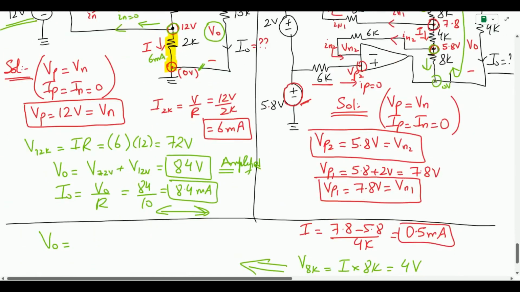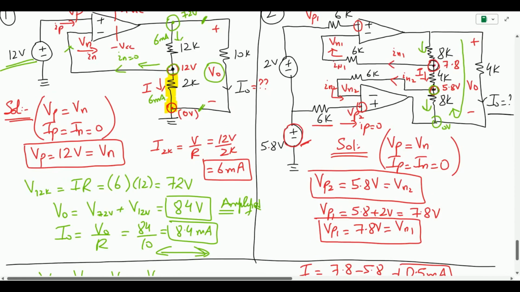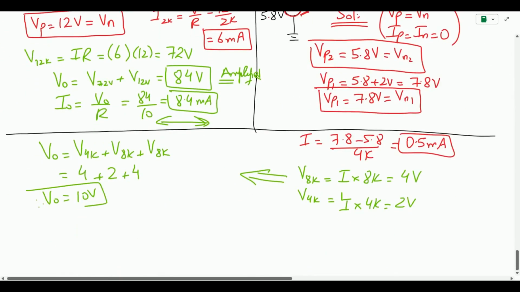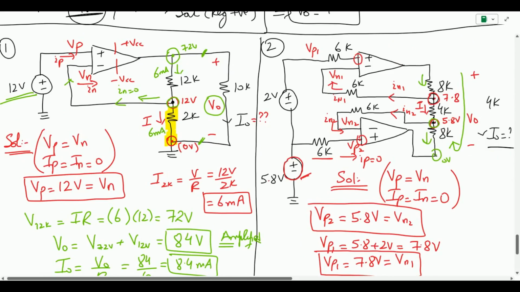So it is going to be voltage at the 4K plus voltage at the other 8K plus voltage at the 8K, which comes out to be 4 plus 2 plus 4. This is the same thing as we saw in the previous example. So 10 volts is the output voltage. Again, the voltage got amplified because the initial voltage was 5.8 to 7.8, and the output voltage is amplified to 10 volts. Now the unknown current is simply 10 divided by 4K, which is 2.5 milliamps, and that is the output current that we require, and hence we have figured out what is the output current, which is 2.5 milliamps. And that is how you solve questions related to operational amplifier.